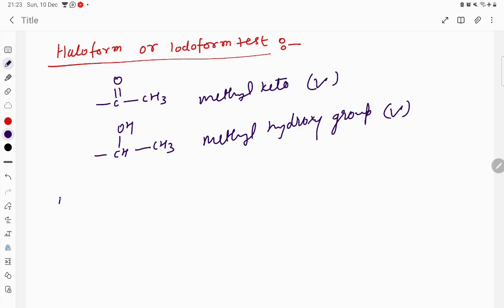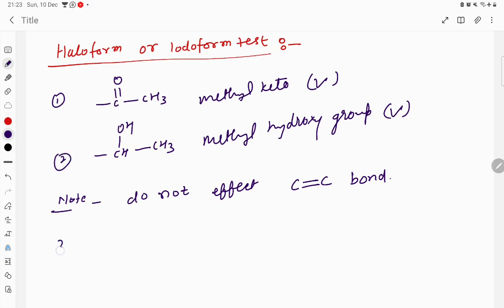And second, note that a carbon-carbon double bond does not affect the test. It is not going to affect it. These are the three points you need to keep.